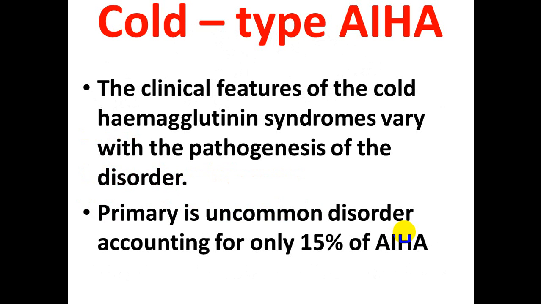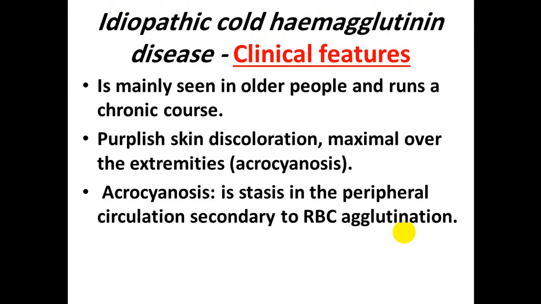The clinical features of cold hemagglutinin syndromes vary with the pathogenesis of the disorder. Cold type autoimmune hemolytic anemia is an uncommon disorder, accounting for only 15% of autoimmune hemolytic anemias.